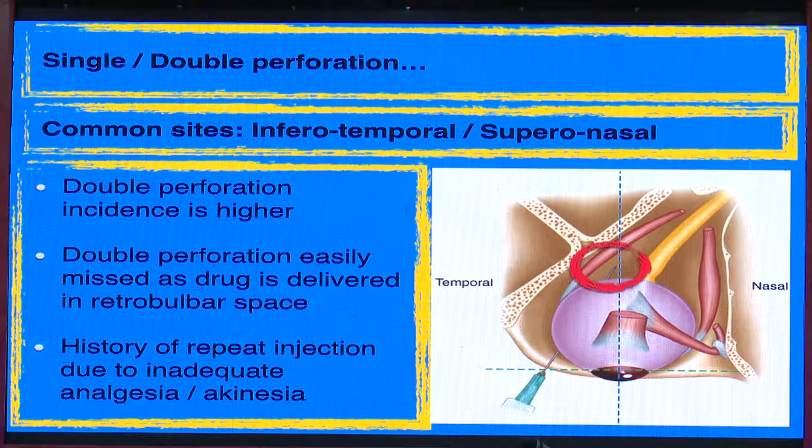The perforation may be single or double. A single perforation simply penetrates the globe, but double perforations are more common. They are more often missed because we don't see the signs. The needle just goes behind into the retrobulbar area, and when we inject the drug, we might miss it. Mostly there may be a history of repeated injections, because we may not get analgesia and akinesia, and we tend to supplement the drug and may perforate a number of times.